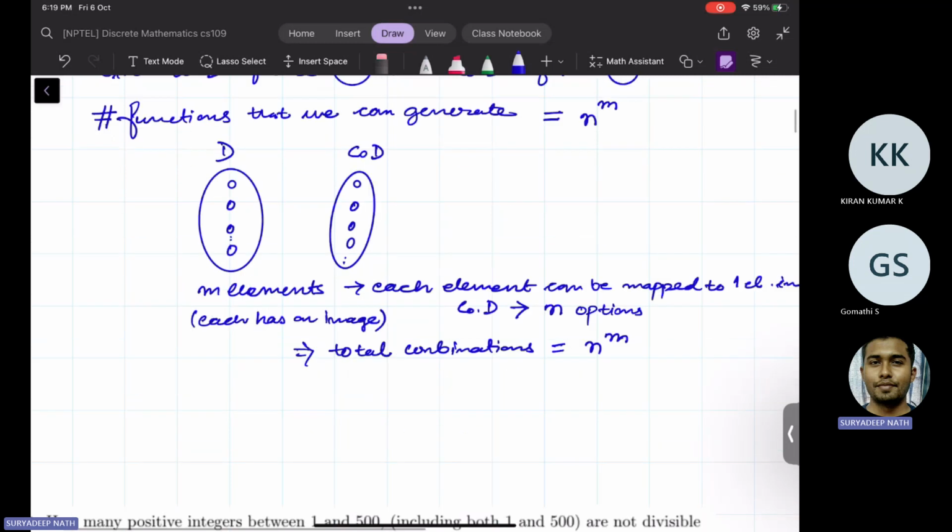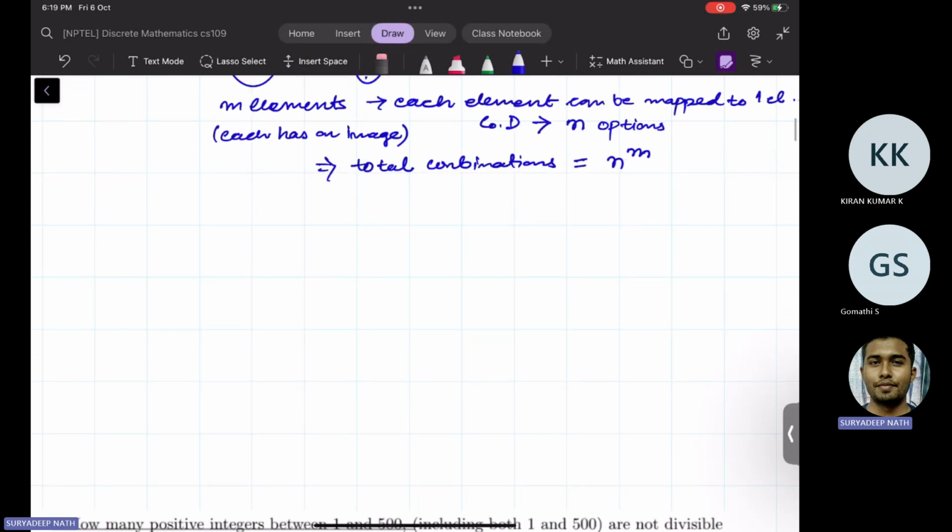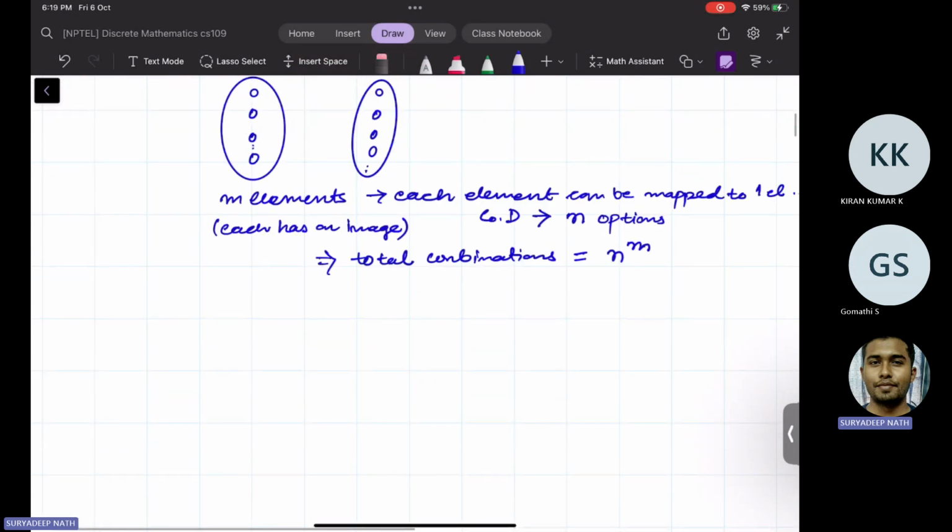Now, all possible functions are not onto functions. An exception could be like this. You have, let's say, 7 elements: 1, 2, 3, 4, 5, 6, 7, and you have 4: 1, 2, 3, 4. A mapping could be like this, from domain to codomain. It can be like this.